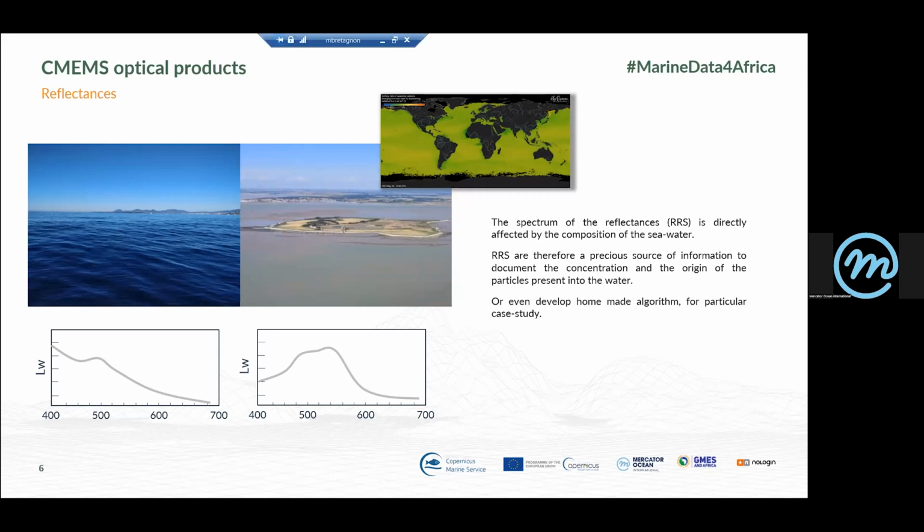When the water is clear, or when you have mainly low concentration of phytoplankton, the spectrum of the radiance has the shape represented on the left. Conversely, when you have not a lot of phytoplankton, or when you have a lot of inorganic particles, as for instance in a river plume, you will have a water, as we said before, which is more brown or yellow, and then the spectrum of the reflectance will be like this. Now we will go into more detail on the other optical products.